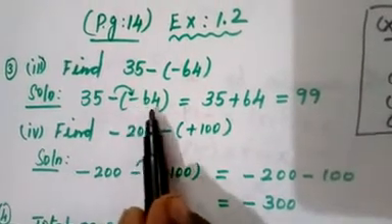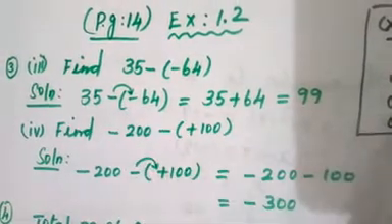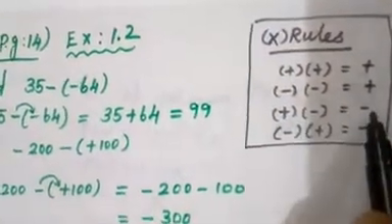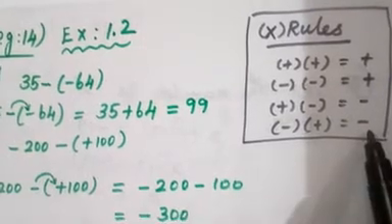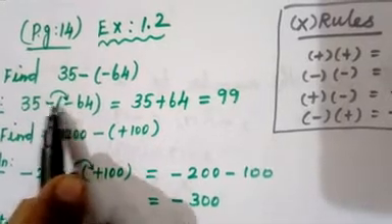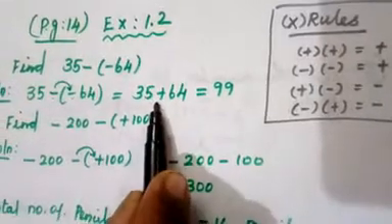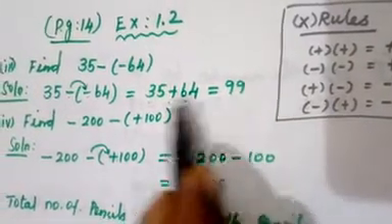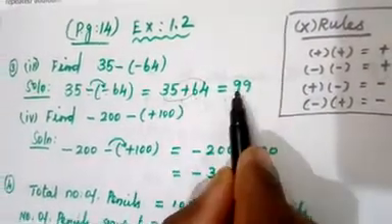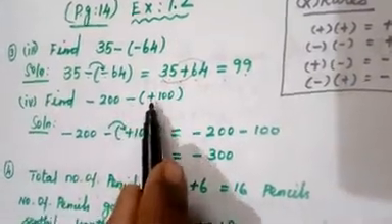35 minus of minus 64. Now, for minus into minus, you have to learn the product rules. Plus into plus is plus, minus into minus is plus, plus into minus is minus, minus into plus is minus. Now 35 minus of minus 64. Multiply these two: minus into minus is plus, so plus 64. These two are the same sign, so you have to add 35 plus 64. 5 plus 4 is 9, 3 plus 6 is 9. Answer 99.